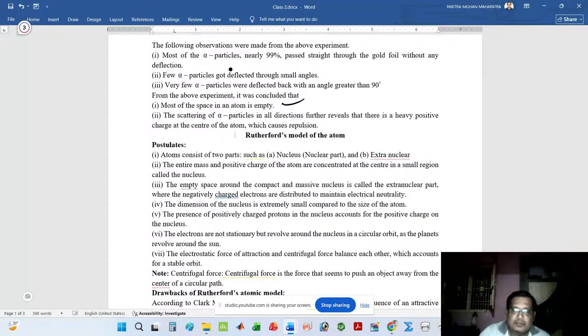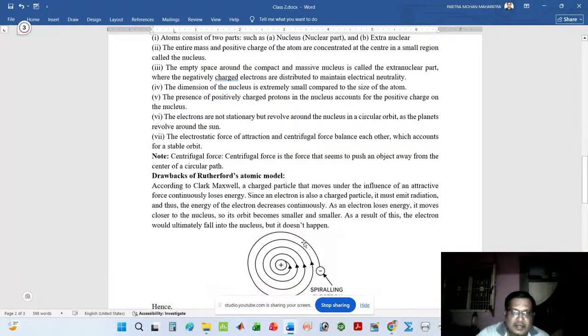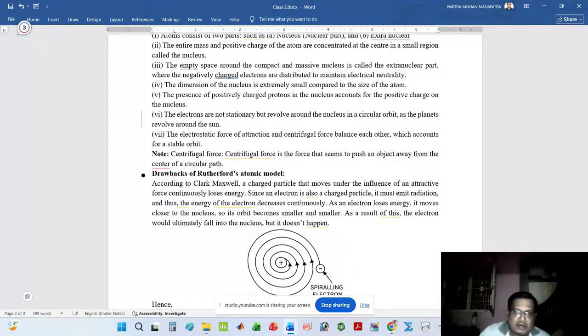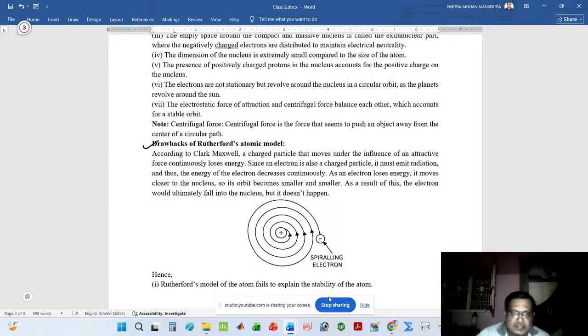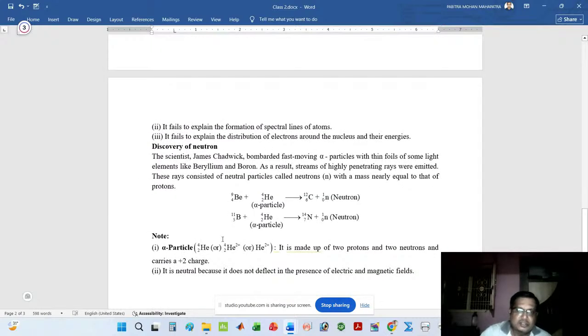Next, the Rutherford atomic model, which gives some postulates regarding the structure of the atom. Next, I have also discussed the drawbacks of the Rutherford atomic model. Next, I have also discussed the discovery of the neutron. The neutron was discovered by James Chadwick. He also bombarded alpha particles on a thin foil of a suitable element, beryllium or boron, and some radiation was emitted.